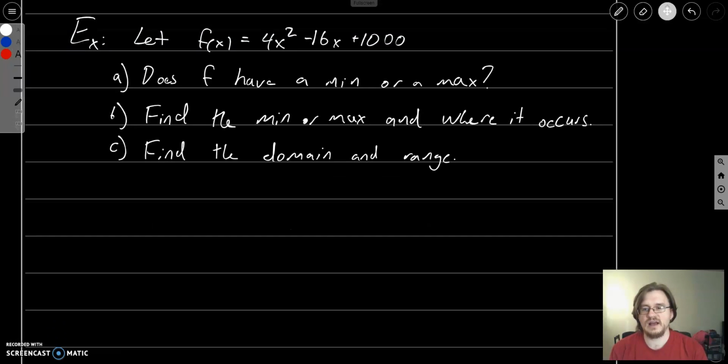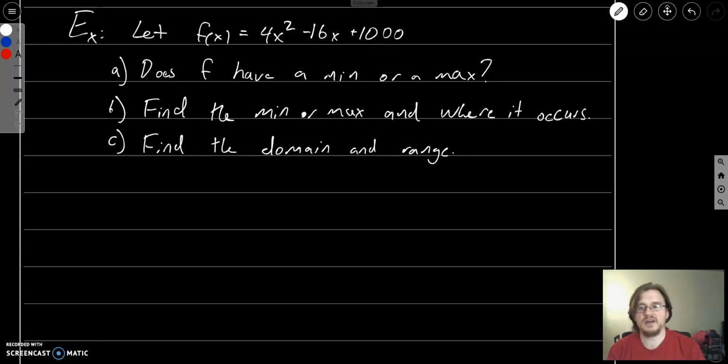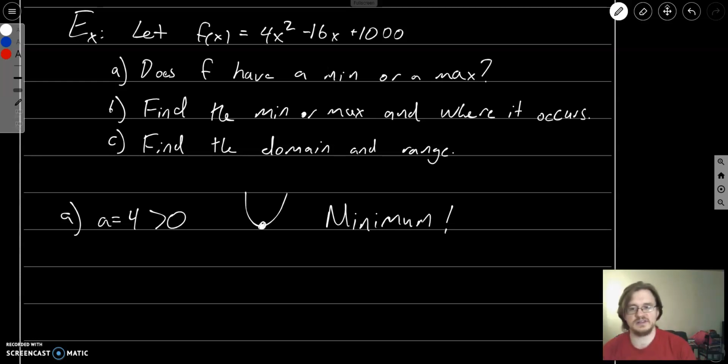So let's look at this function. We've got 4x squared minus 16x plus 1,000. So the question is, does f have a minimum or a maximum? So just to be clear, we've got a is 4, which is a positive number. So our function is going to open upward, which means that it has a minimum. Easy peasy.